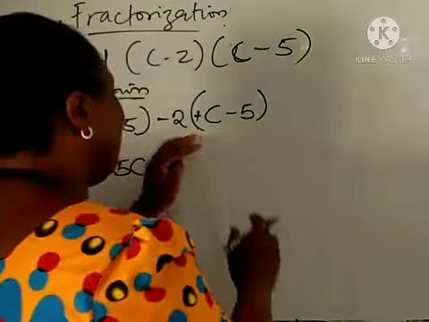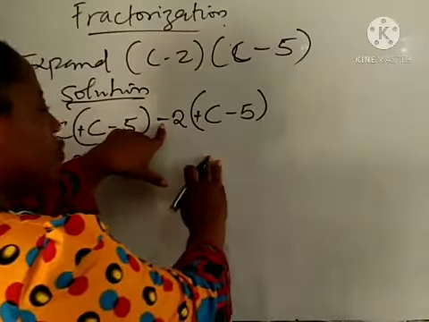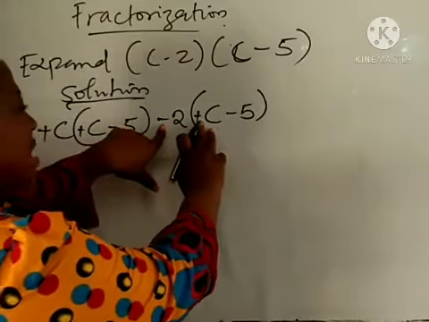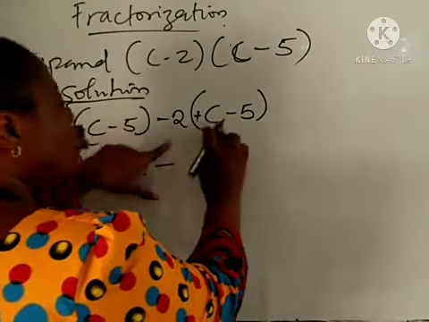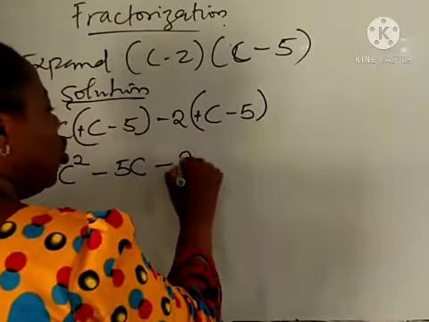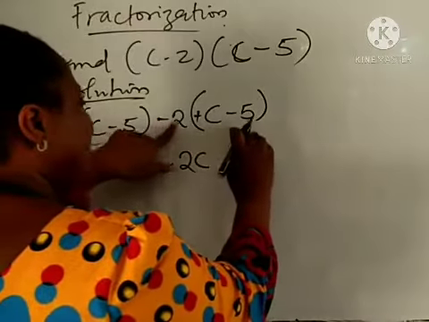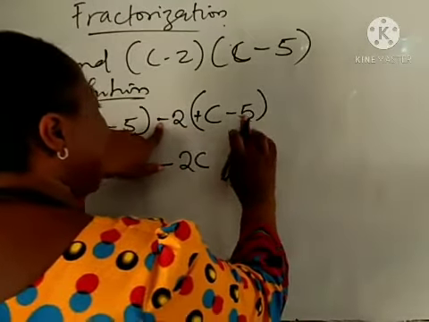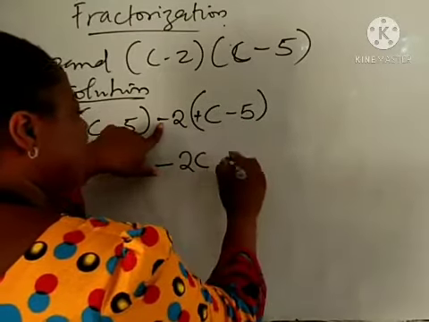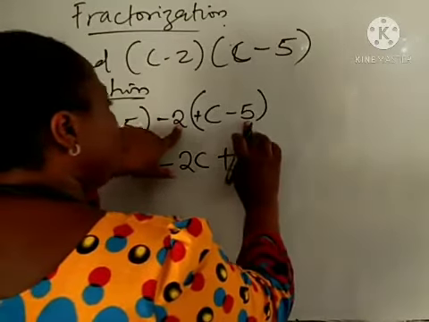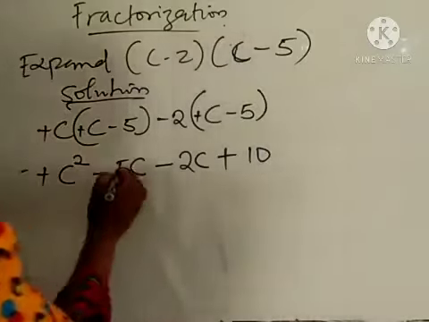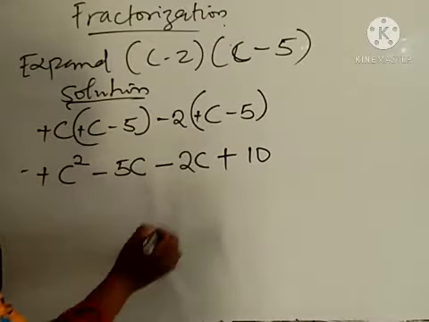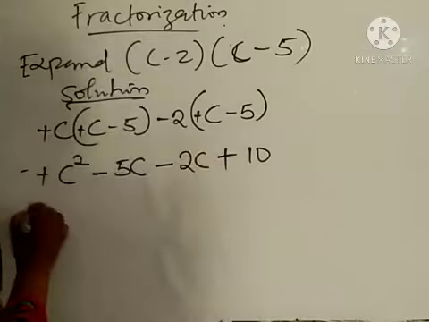Now let's move to the second part. We have minus in front of 2 and we have plus in front of C. If you multiply the signs together, it will give you minus. 2 multiplied by C will give you 2c. We are multiplying 2 and 5 now. We have minus minus. Minus times minus will give us plus. 2 multiplied by 5 will give us 10. So now we have minus 5c minus 2c.